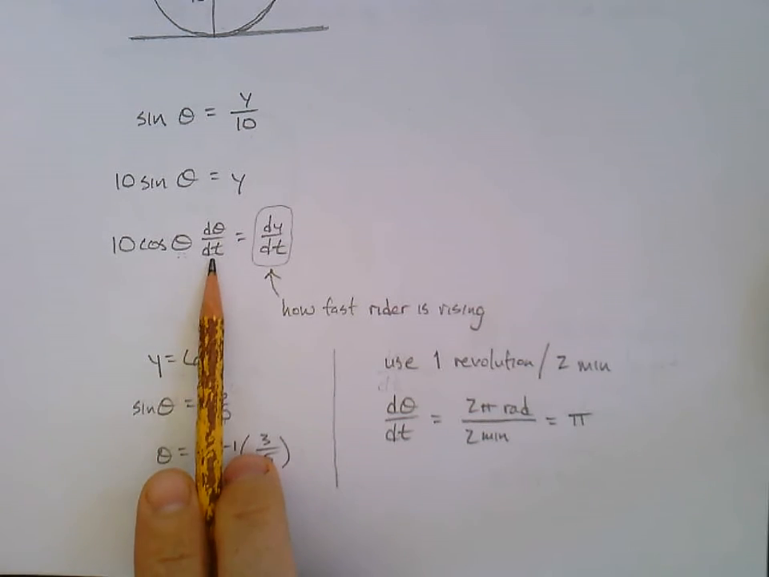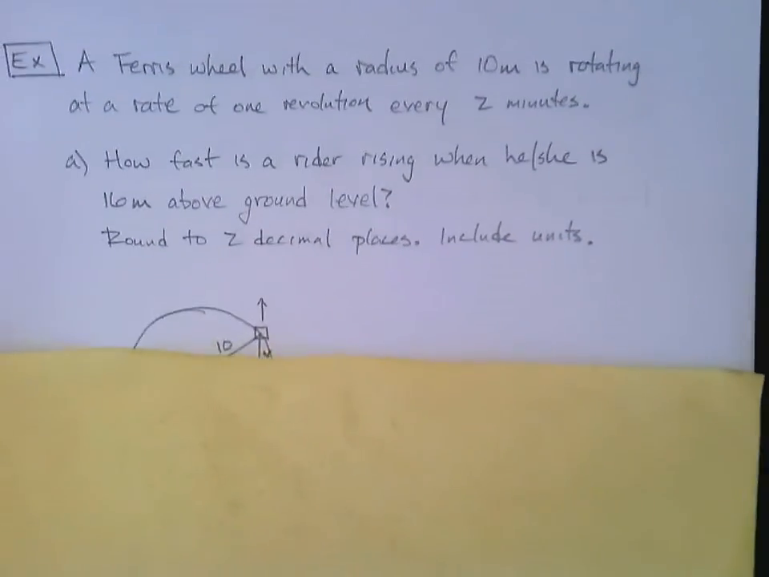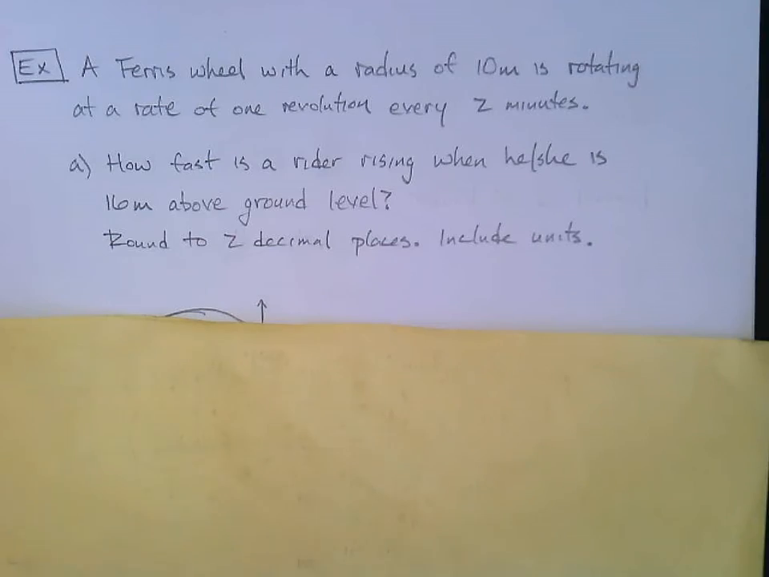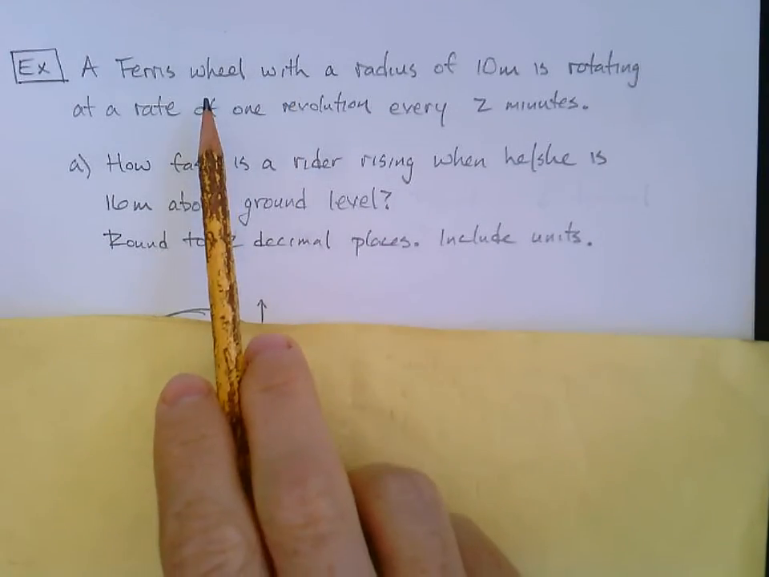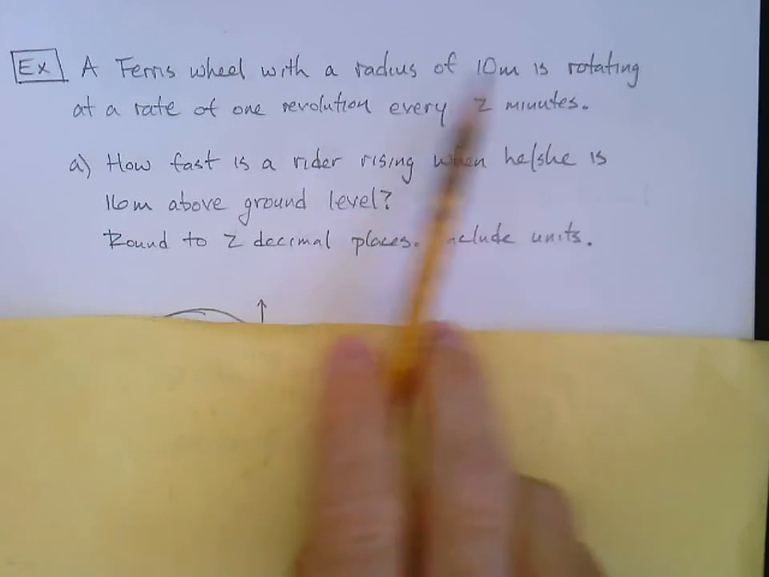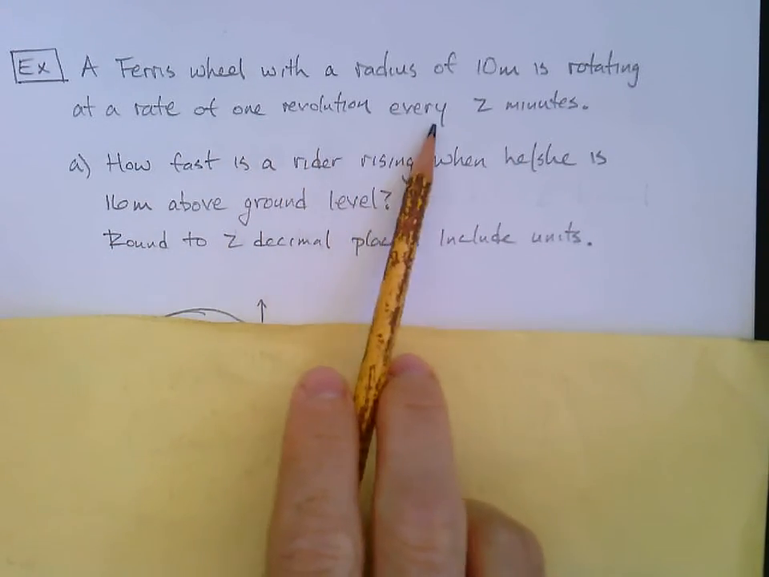What about d theta over dt? Now this is interesting, and this is tough. What else did they tell us in the problem? So they told us they're 16 meters above the ground. Perfect. We used that already. They also told us the Ferris wheel, radius 10 meters, okay, is rotating at a rate of 1 revolution every 2 minutes.